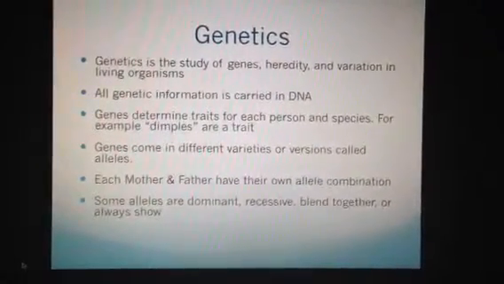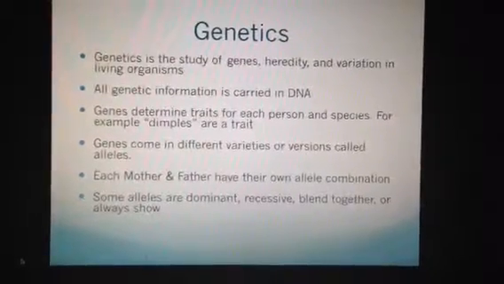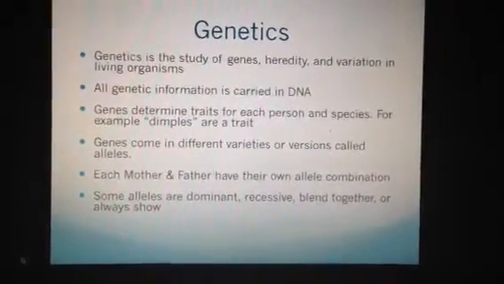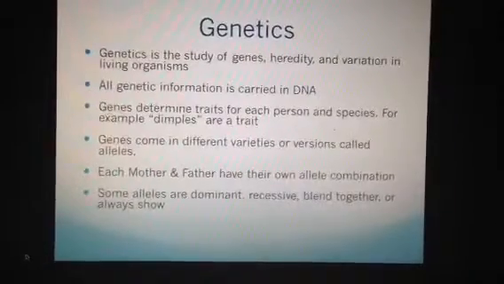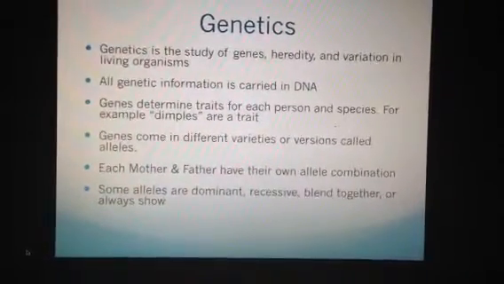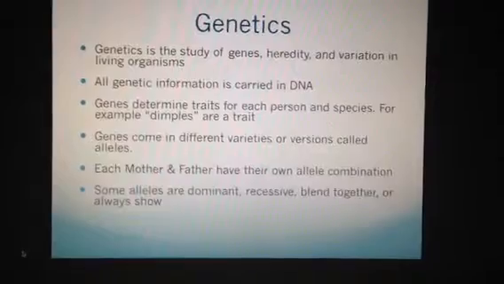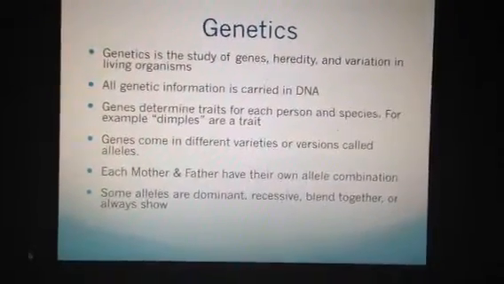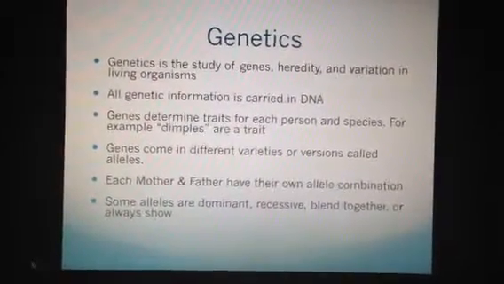For example, dimples are a trait just like rolling your tongue can be a trait. Genes come in different varieties or versions called alleles. Each mother and father have their own allele combination. Some alleles are dominant while others are recessive, blend together, or will always show.